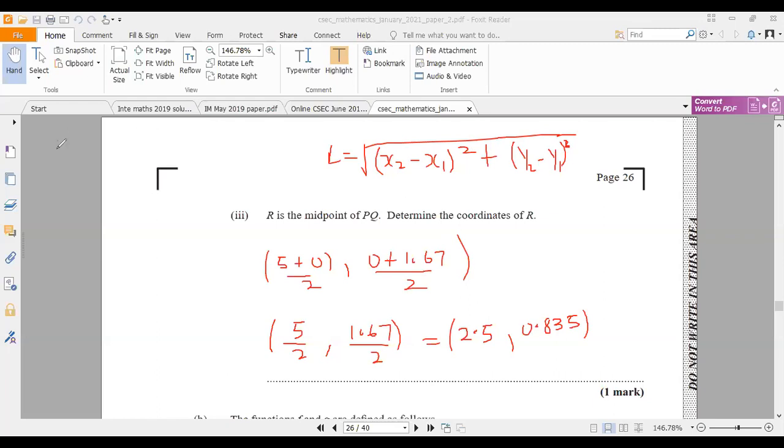If it comes to the midpoint now, the midpoint is x1 plus x2 divided by 2, then y1 plus y2 divided by 2.